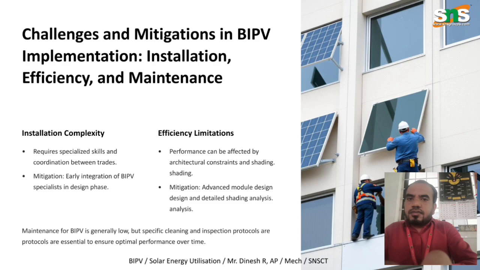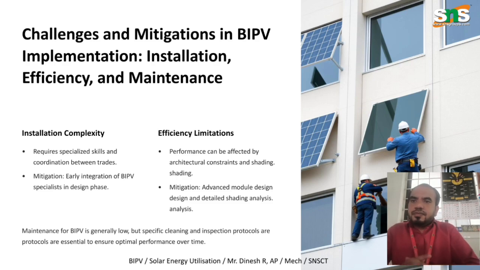What are the challenges in implementing BIPV? It is a very important topic when it comes to BIPV. The first one is installation complexity. It requires specialized skill and coordination between trades. We need specially skilled workers to install BIPV in tall buildings, and there should be proper communication between the workers in order to get more efficiency.